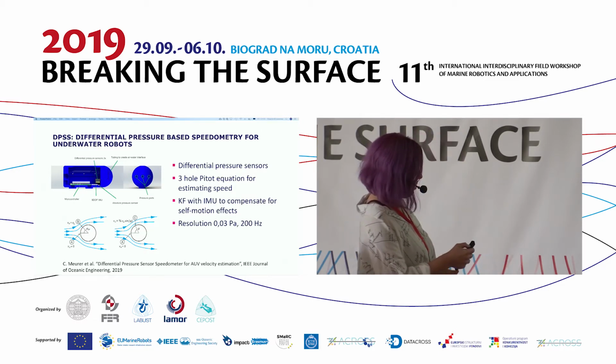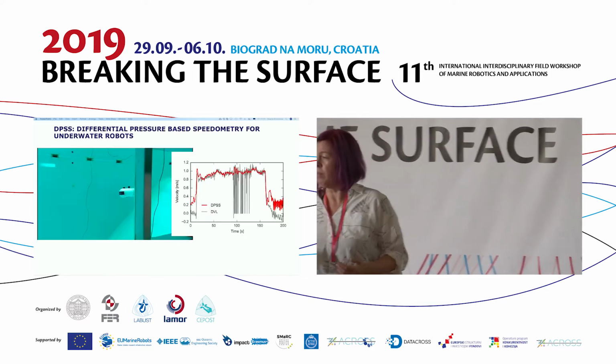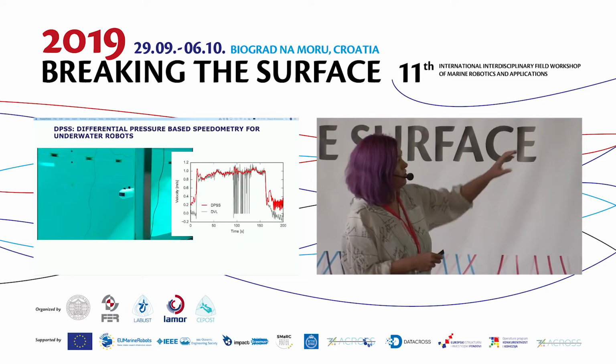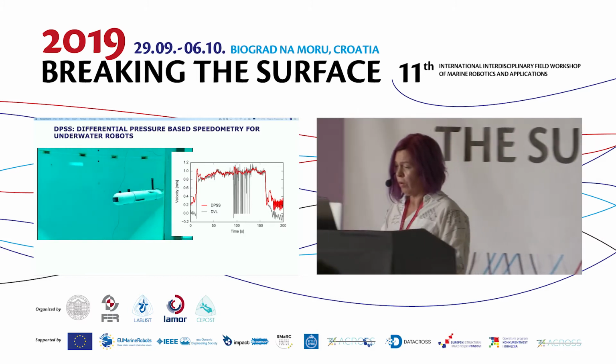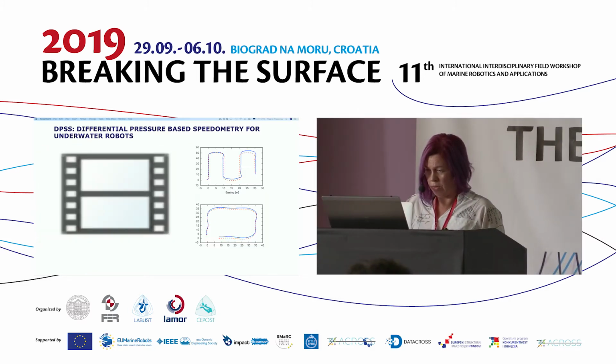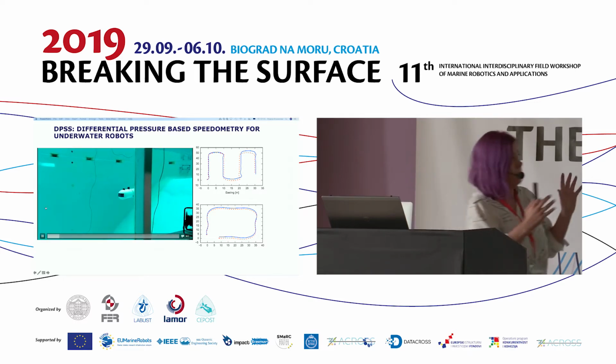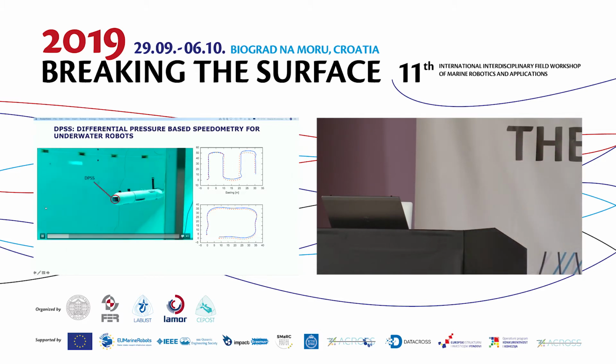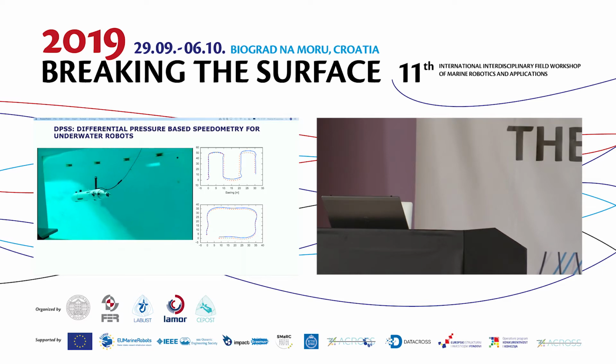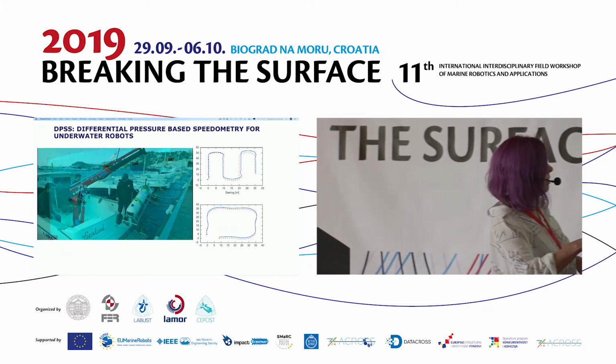Some of the experiments were first done with a robot in Girona. Some of you maybe would recognize it. It's called a Sparus robot. And then we specifically developed a casing for the robots that accommodates the differential pressure speed sensor. And here you can see the experimental results out in the field.